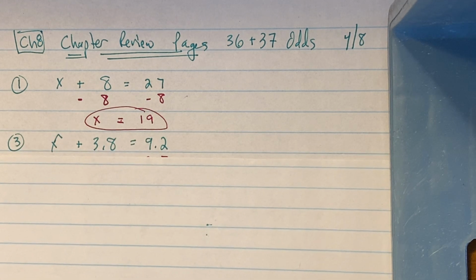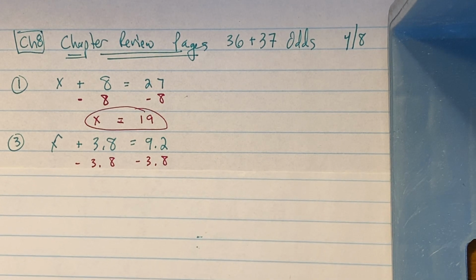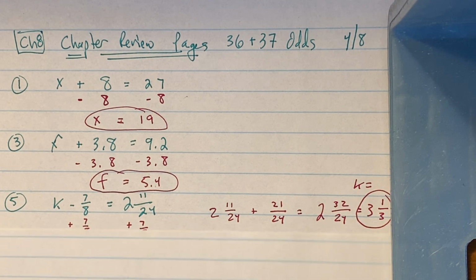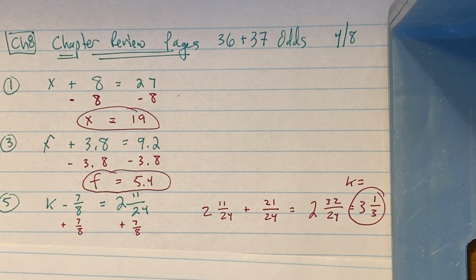Number 3. F plus 3.8, or 3 and 8 tenths, equals 9 and 2 tenths. A very similar problem. The computation is just a little harder. Subtracting 3.8 off both sides, you get F equals 5.4. This problem was a little harder, just because it's fractions.